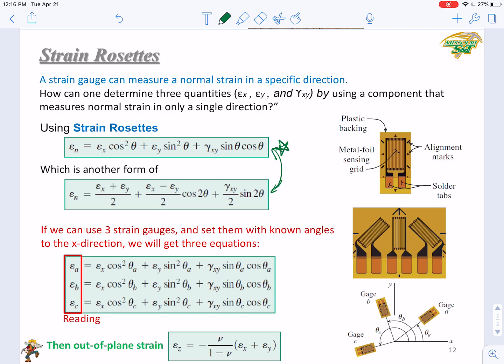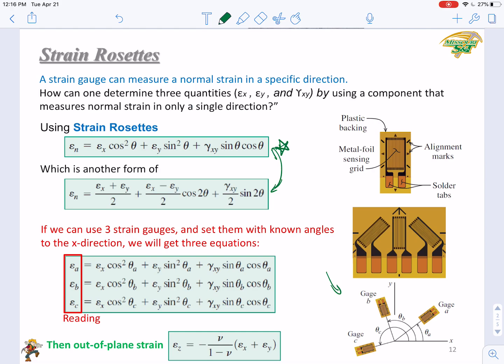Okay, so the strain rosette method says that if we can use three strain gauges and set them with known angles to the x direction, we will get three equations. Okay, these three equations just have different theta values. Okay, one example is shown here. You can assume the directions x and y in a structural member, and you attach three strain gauges with different angles to the x-axis: gauge A with theta A, gauge B with theta B, and gauge C with theta C.